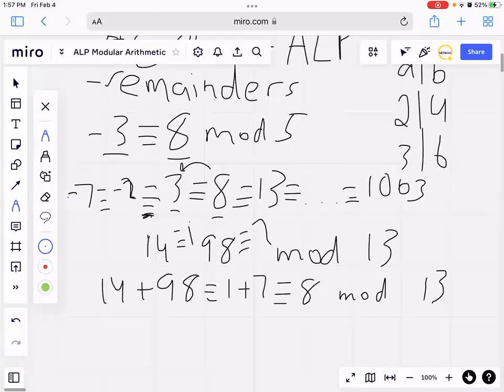Moving on to 98 minus 14. You can apply the same thinking here. 98 is 7 mod 13, and 14 is 1 mod 13, so 98 minus 14 is 6 mod 13.